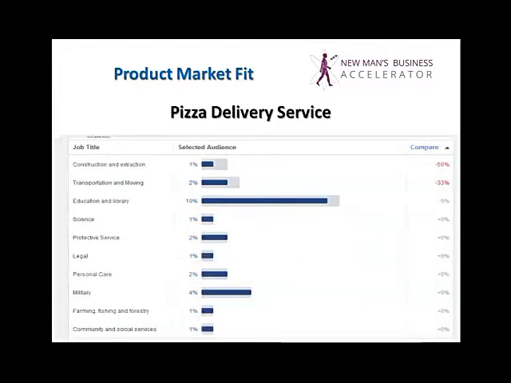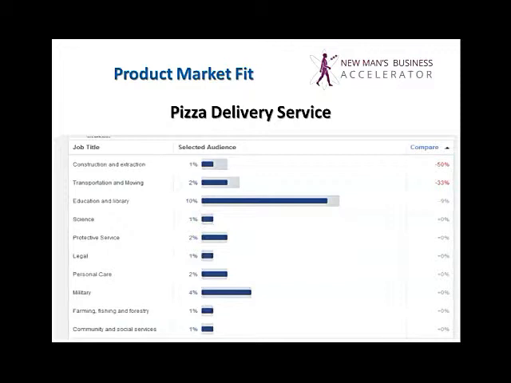Education and libraries. They are ordering the pizza. So this is the reason why married people with a higher education are ordering pizza, but also military, personal care, and protective services. So basically, when I see it now, it's logical that those people are ordering pizza, that they have pizza as an interest or at least search for it.